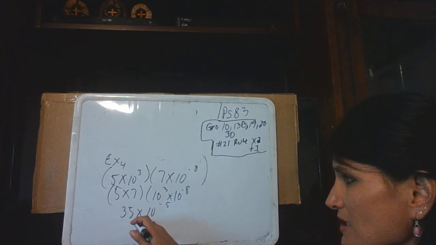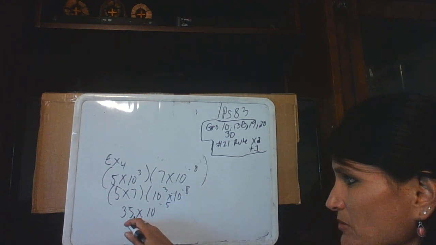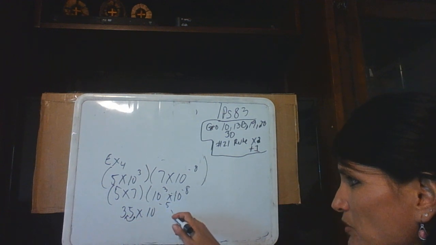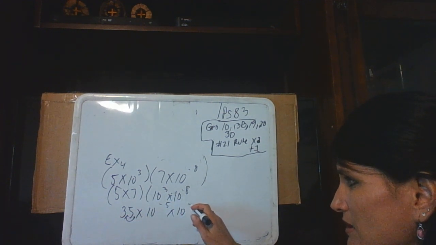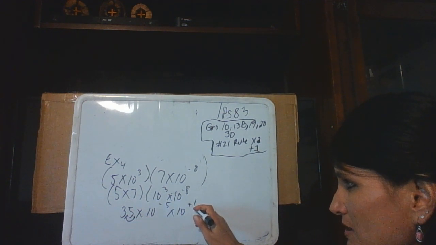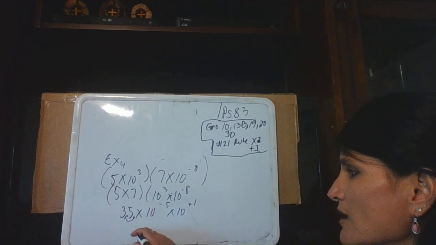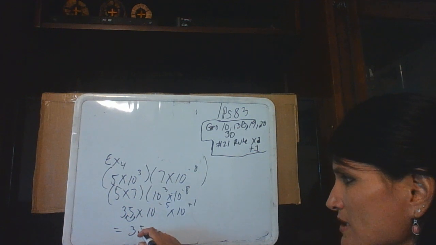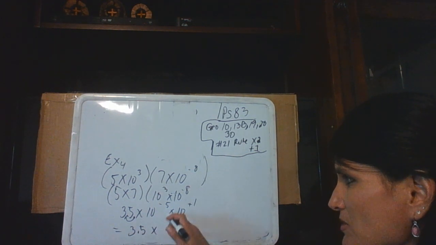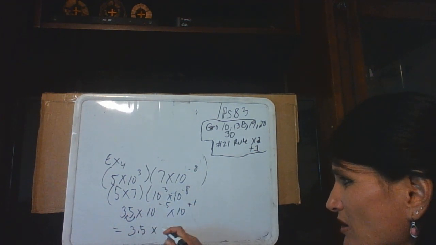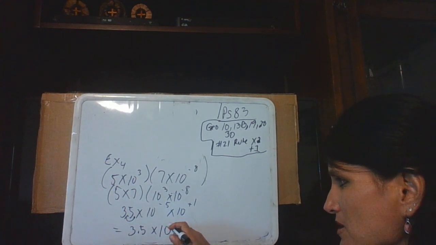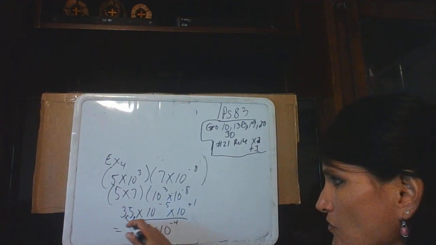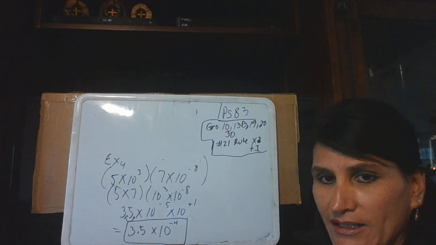That does not have a decimal, so I'm going to put it at the end. I'm going to move it once. I'm going to put it here, 10 to the positive 1, because that number was bigger than 1. I'm going to rewrite it, and it's going to have 3.5 times minus 5 plus 1 are opposite numbers, so times 10 to the negative 4 is my answer.